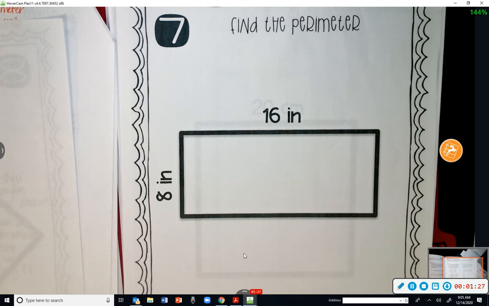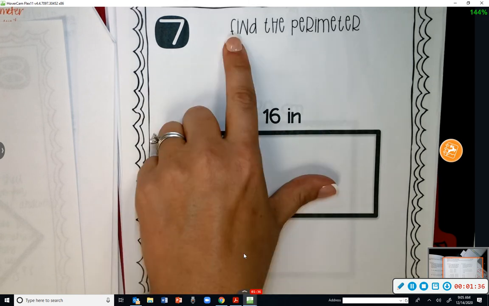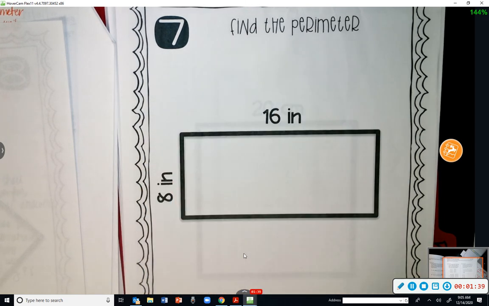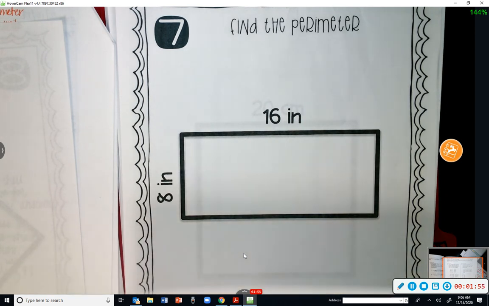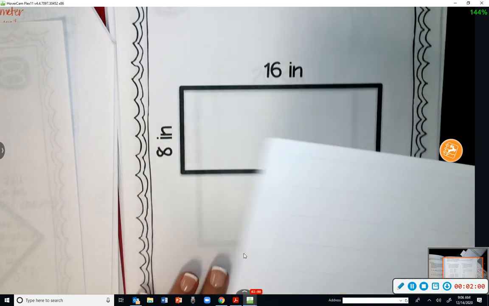Kelsey? We just said it. We just said what to do for area. If we had changed this to say find the area, what would we do? Allie? Multiply what? The numbers, 16 and 8. Y'all be specific. Don't just say multiply. Multiply what?